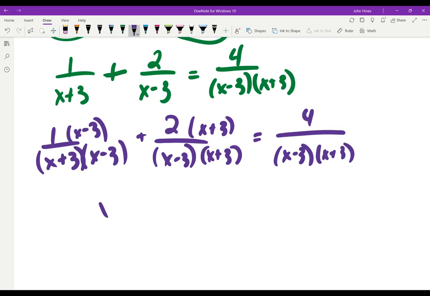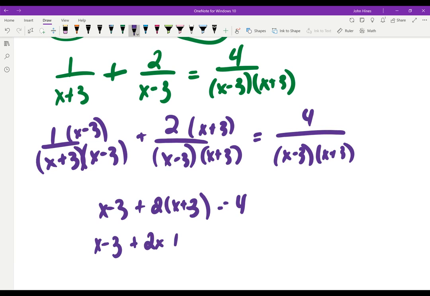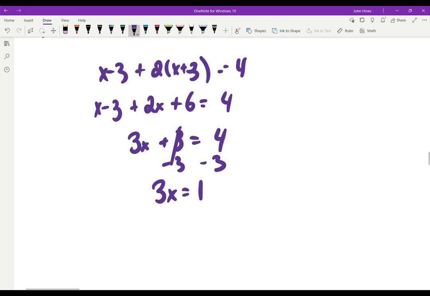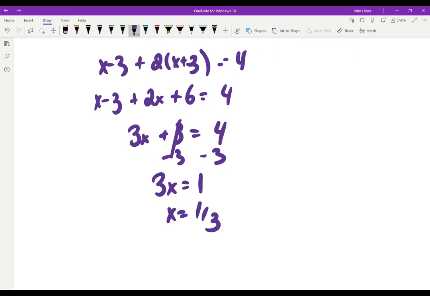So now we just look up at the top. 1 times x minus 3 plus 2 times x plus 3 equals 4. So I distribute. So 3x plus 3 equals 4. Minus 3, 3x equals 1, so x equals a third.